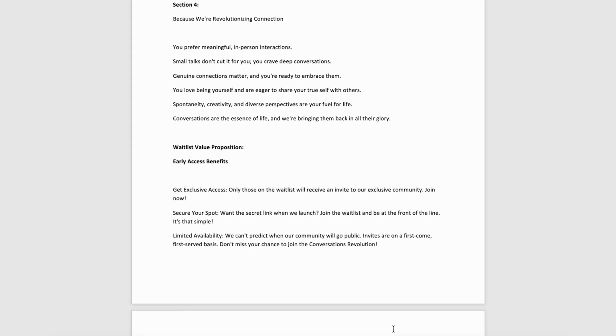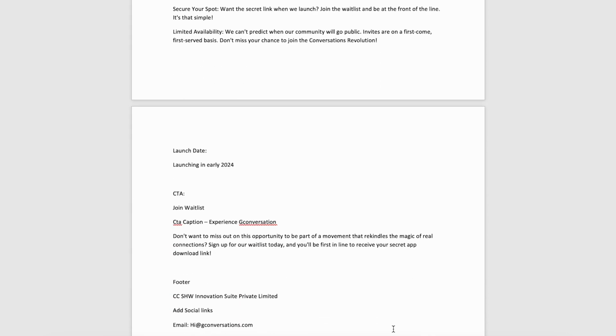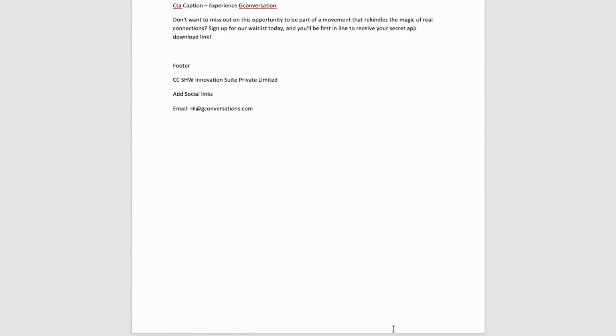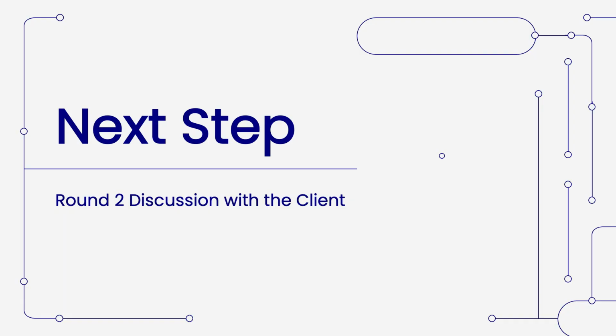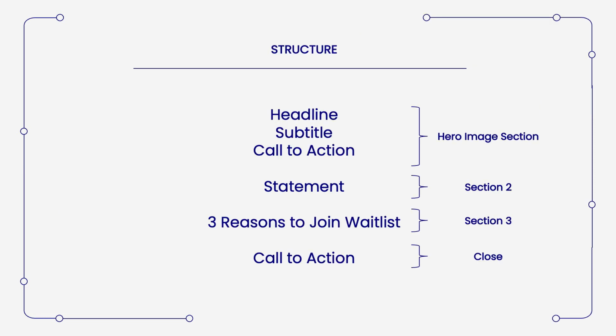People nowadays have very limited attention span, and we can't expect them to spare so much time and go through all this content, that too for a platform that is yet to come. So for next steps, I went ahead and connected with the person to discuss how we can work around the content to make it more concise and easy to consume. We decided on limiting the content to just headline, subtitle, call to action, statement, 3 pointers to explain why they need to join the waitlist, and again, end with a call to action.